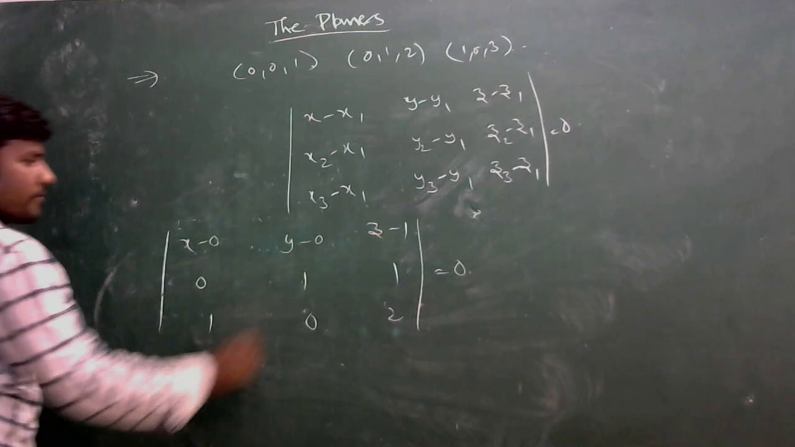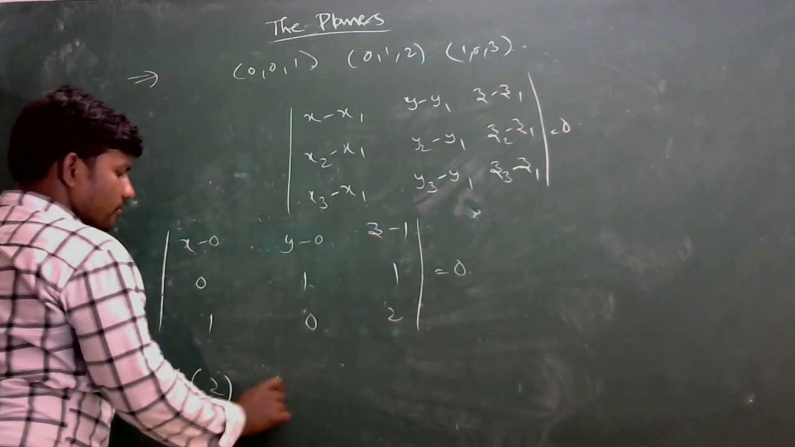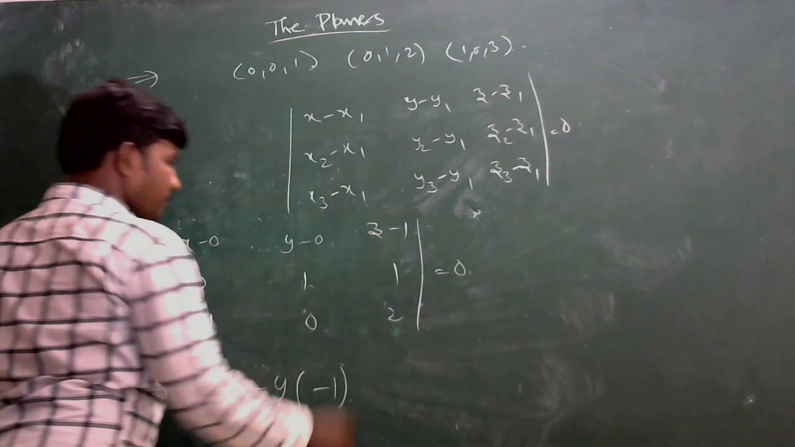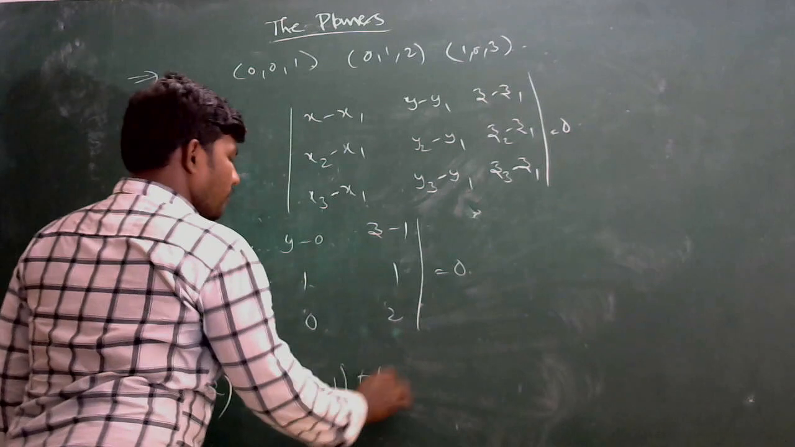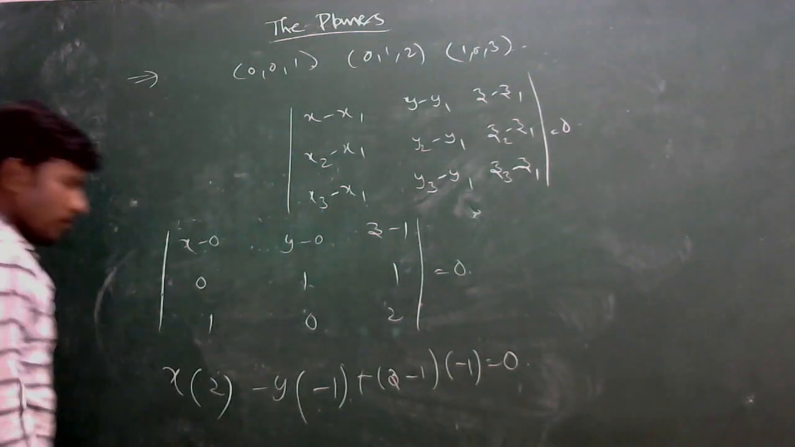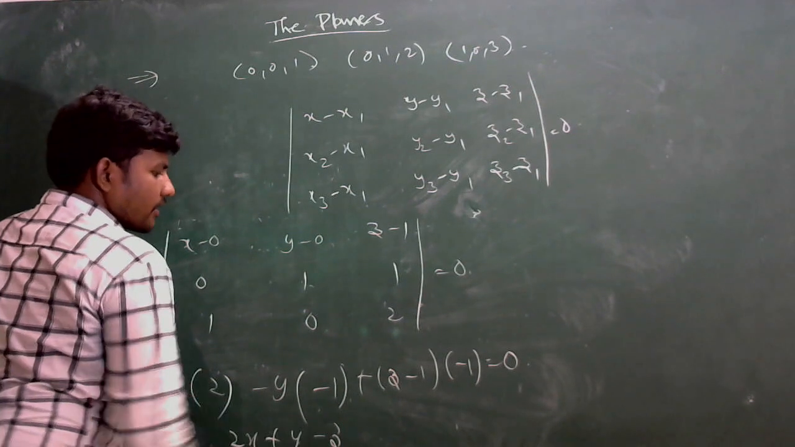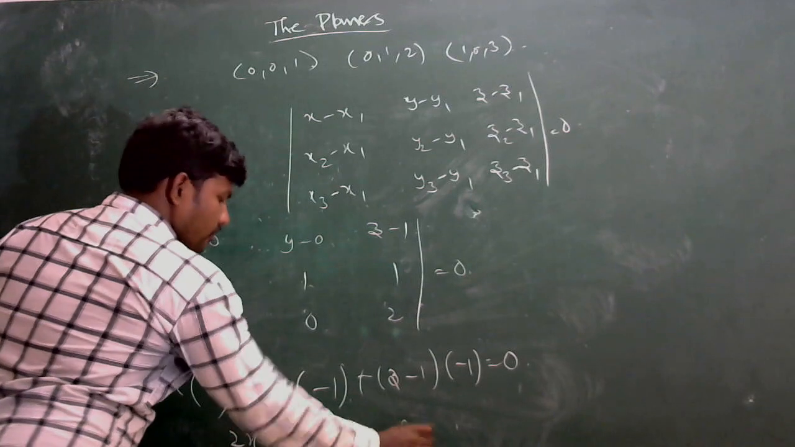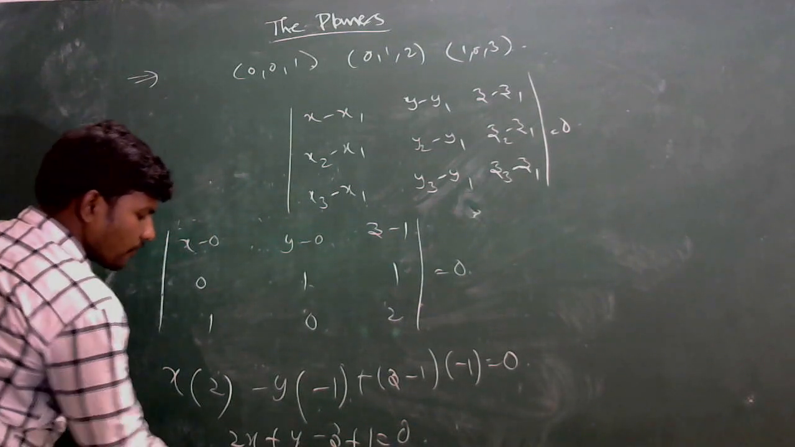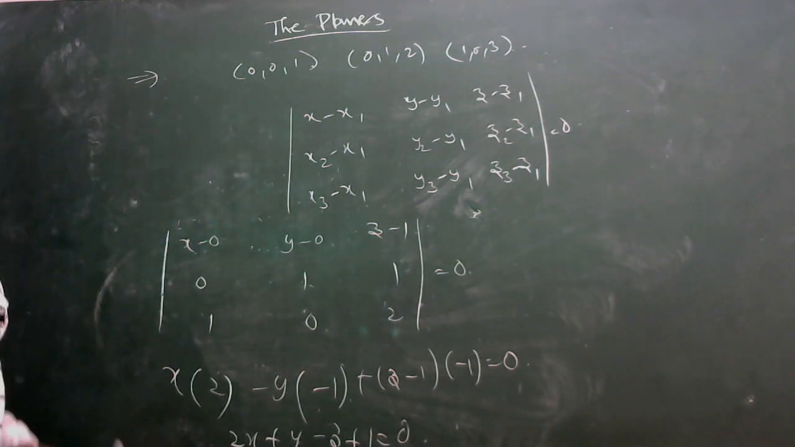Expanding, x of 2 minus 0, minus y of minus 1, plus z minus 1 of minus is equal to 0. So 2x plus y minus z plus 1 equal to 0. Here the DRs are 2, 1, minus 1. Next question.